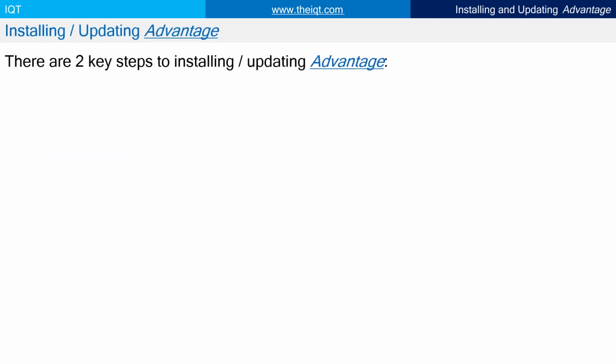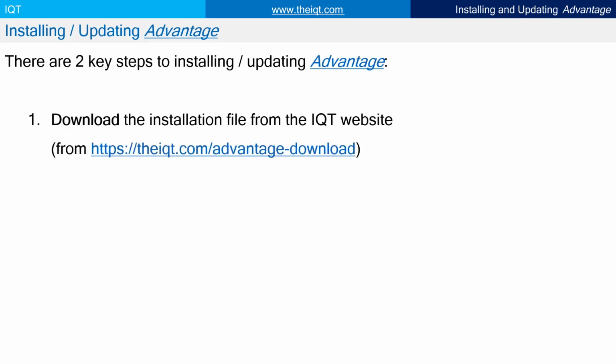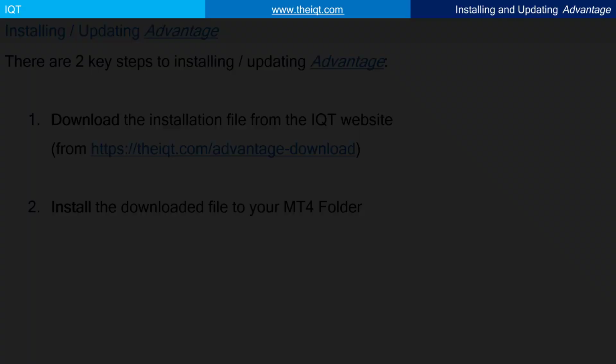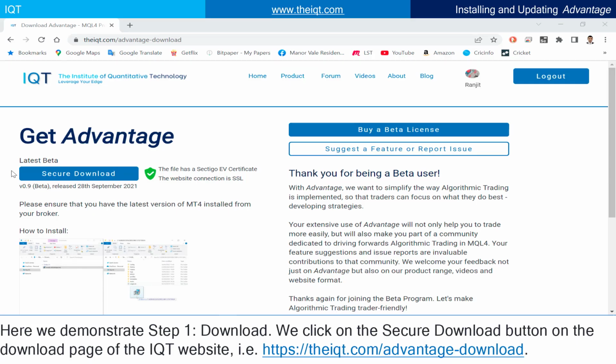There are two key steps to installing or updating Advantage. 1. Download the latest installation file from the IQT website, from https://theiqt.com/advantage-download. 2. Install the downloaded file to your MT4 folder. Here we demonstrate Step 1.